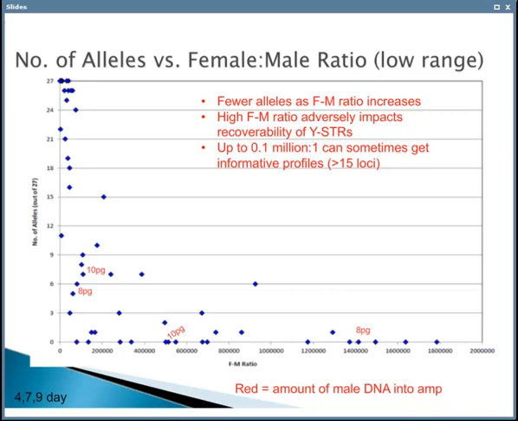So up to 100,000 to 1, you can sometimes get informative profiles. That's at the lower end, on the x-axis before that first 200,000. If you look at 100,000, you get some reasonably probative profiles. But I've indicated on the graph, for example, one sample with 8 picograms that gave 5 alleles, whereas another sample with 8 picograms and a much higher female to male ratio gave no results. So perhaps at these extremely high levels of female to male, there is some diminution in our ability to recover profiles.